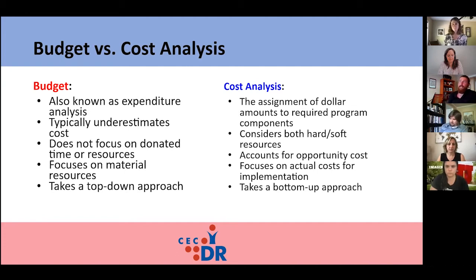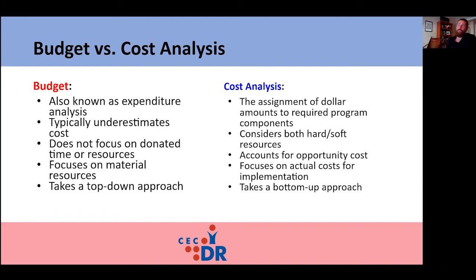On the other hand, cost analysis is the assignment of dollar amounts to required program components. So it considers both hard and soft resources, accounts for opportunity costs, and focuses on actual costs for the implementation. So what actually occurred. You can think of this as taking more of a bottom-up approach. Now, when we say opportunity costs, has anybody heard of this term before? If you want to put in the chat, if you're familiar with what opportunity costs might be getting at, let us know if that's a familiar term to you guys or not.